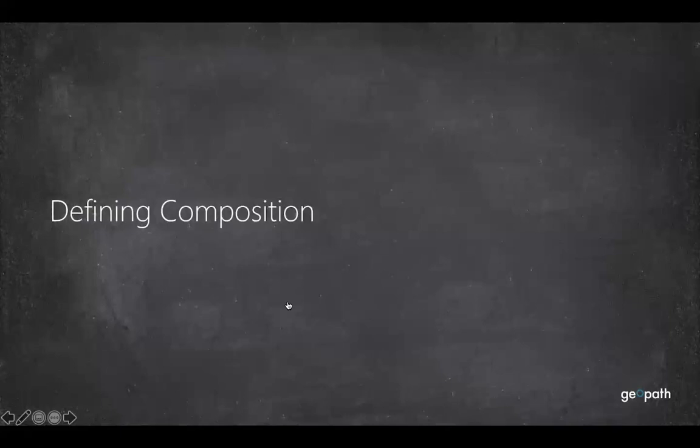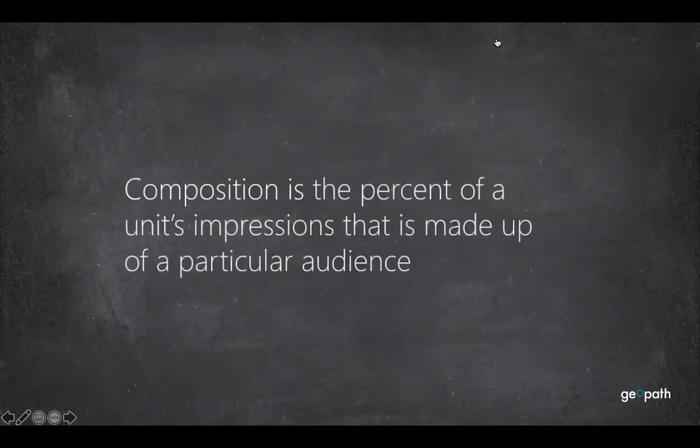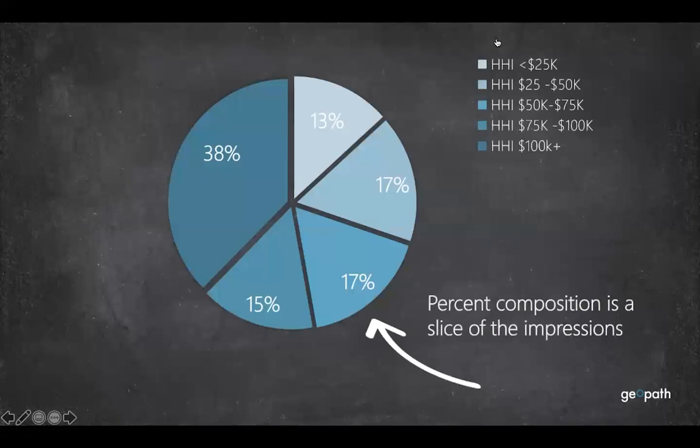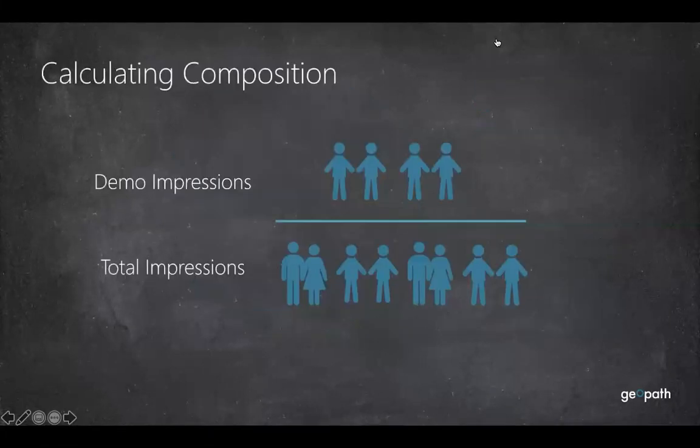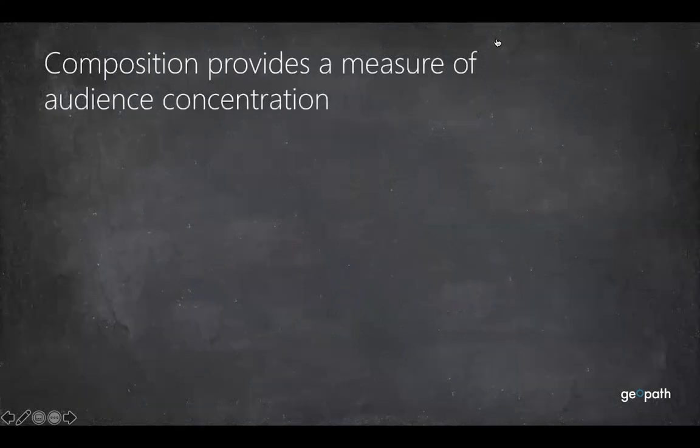Another way to use ratings to evaluate any media's ability to target an audience is to consider percent composition. Composition expresses the percent of a unit's impressions that are made up of a particular audience. Think of it as a pie chart with slices representing different unique audiences. It can be based on any demographic profile available in the GeoPath database. Let's look at how it's calculated using an impression-based example. The target audience impressions are divided by the base of the total audience impressions. Composition gives us a measure of audience concentration on a location-by-location basis.